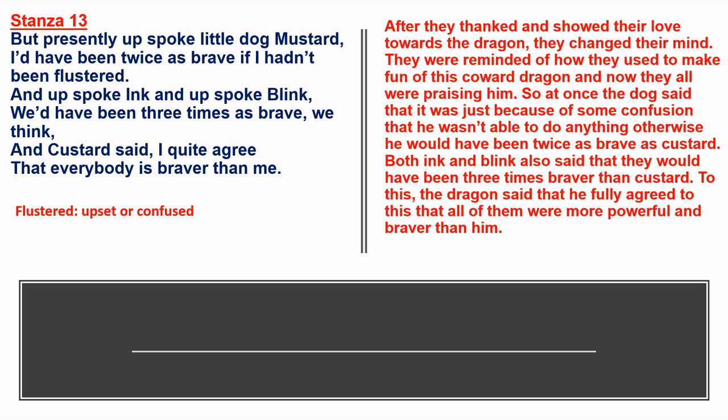In this stanza, the poet says that after they thanked and showed their love towards the dragon, they changed their mind immediately. Who changed their mind? The other pets, that means Mustard, and Ink and Blink. They were reminded of how they used to make fun of this coward dragon, and now they were all praising him. So earlier they used to make fun of this dragon, but now these pets were praising him.